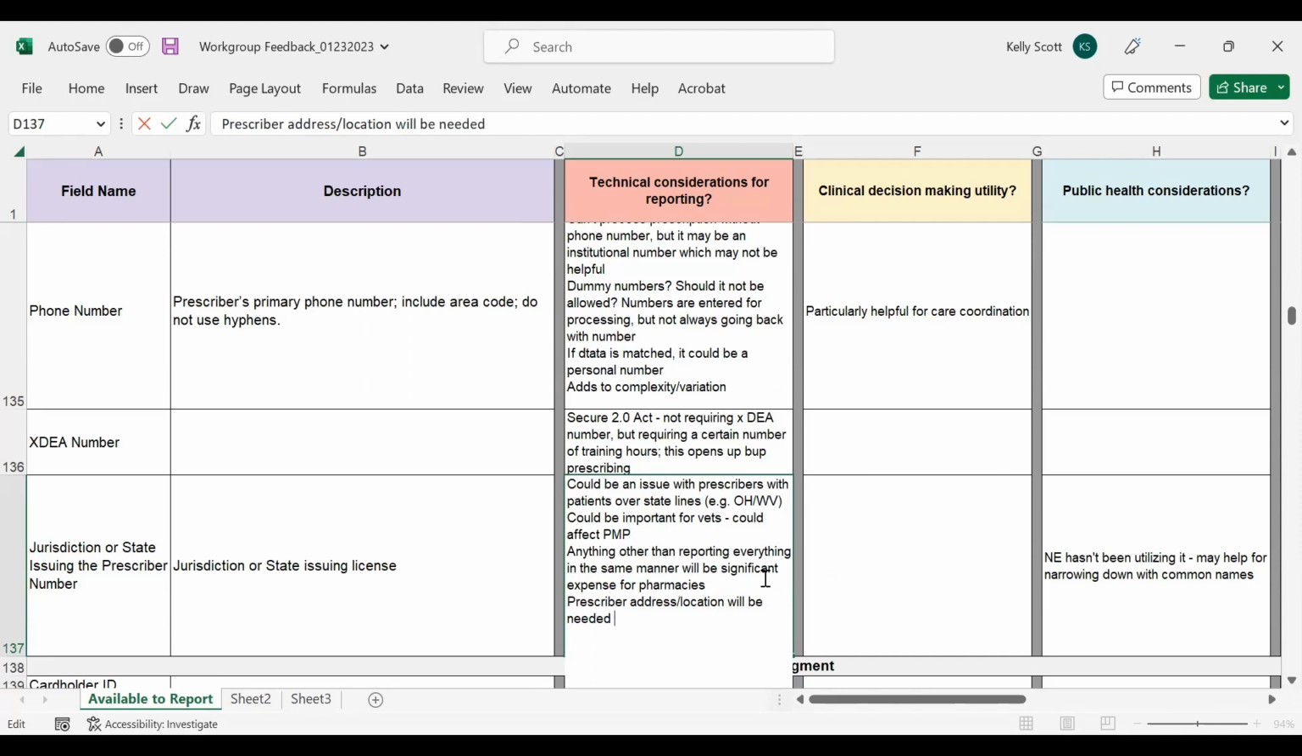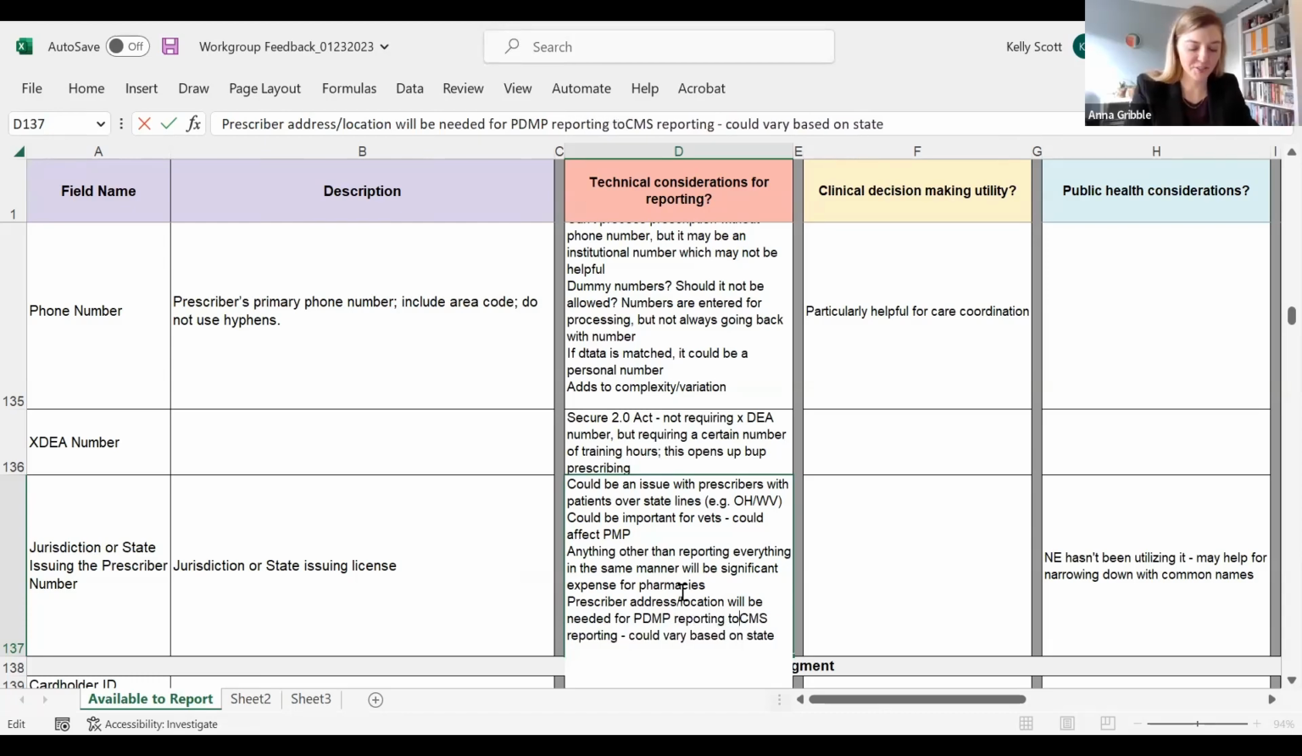Today, don't they just use the address that's associated with the NPI? It's probably up to each PDMP on what external source they're using, NPI or DEA, for that address. Okay, I just know in Ohio, when you select a prescriber, it gives you the information, and I think it comes from the NPI. That was exactly what I was going to say, though, that it could potentially come from a different source. So thank you.